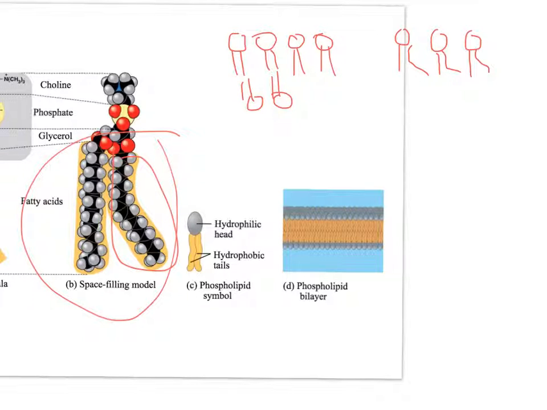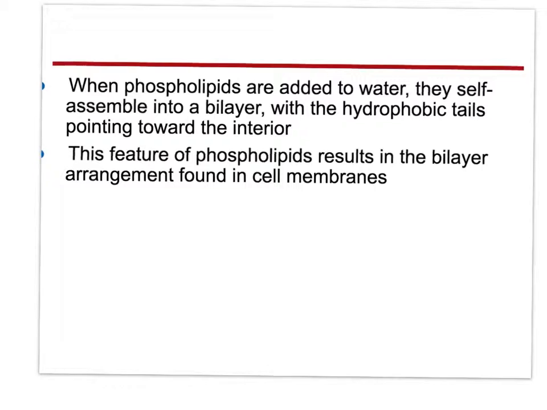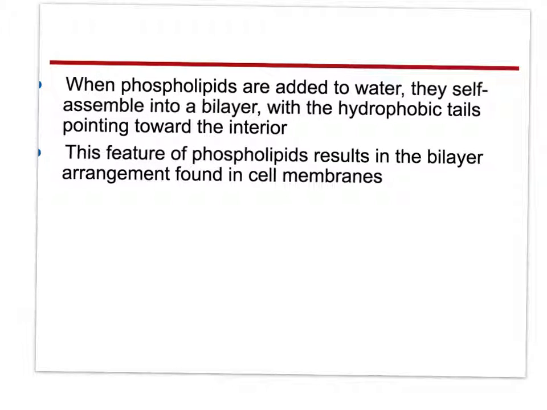Cell membranes need to move. Do you agree with that statement? Okay? Cells need to move. So cell membranes need to be adjustable. They need to move with the characteristics of the cell itself. So membranes are fluid. Okay? So they will move things around accordingly. So when phospholipids are added to water, they self-assemble into a bilayer. Why? Hydrophobic tails, hydrophilic heads.